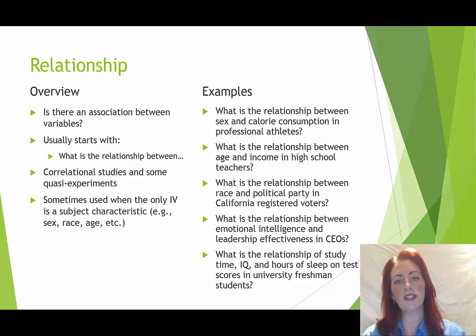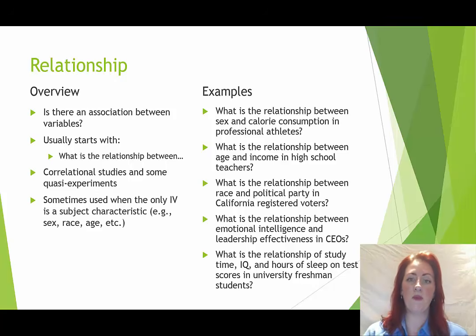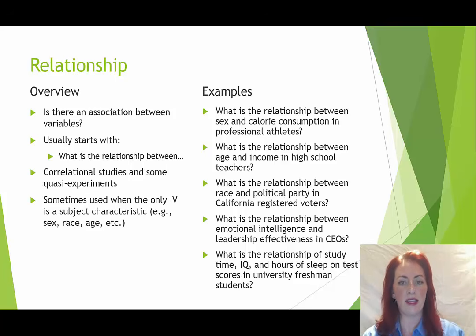But what we could do is maybe look at a relationship between certain variables using those demographics. So for example, we might want to look at what is the relationship between sex and calorie consumption in professional athletes. We may feel that maybe male professional athletes consume many more calories than female athletes. What is the relationship between age and income in high school teachers? Maybe as age increases, so does income, or maybe vice versa. Maybe income decreases over time based on the number of classes they teach. So you can see here that we're focusing primarily on two particular variables, and we want to know whether or not the second variable increases or decreases based on what happens with that first variable.